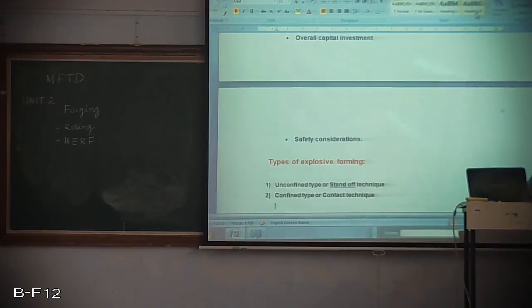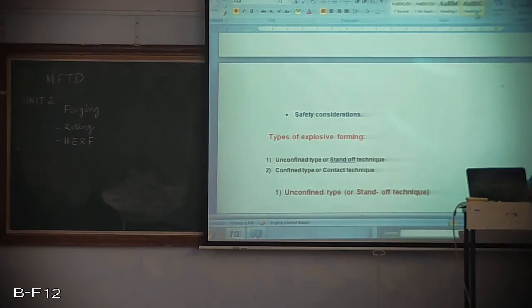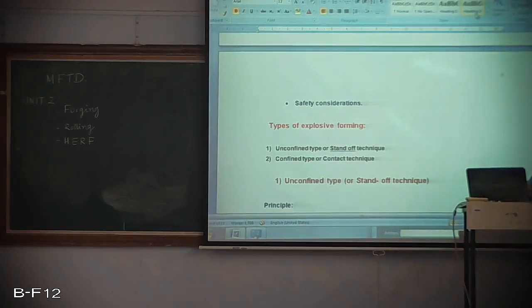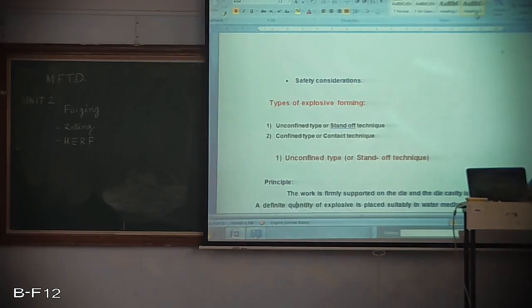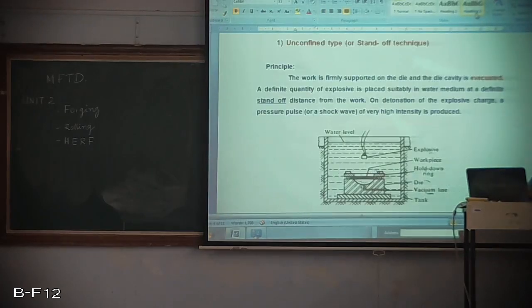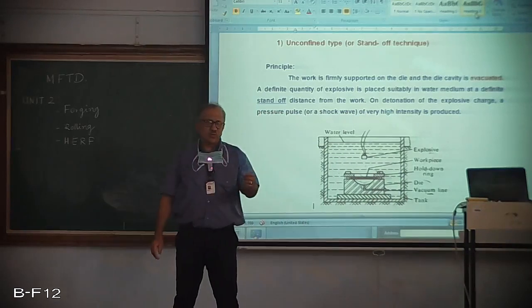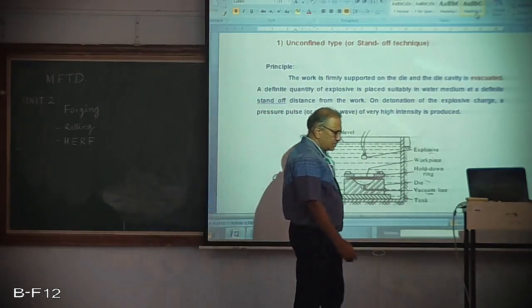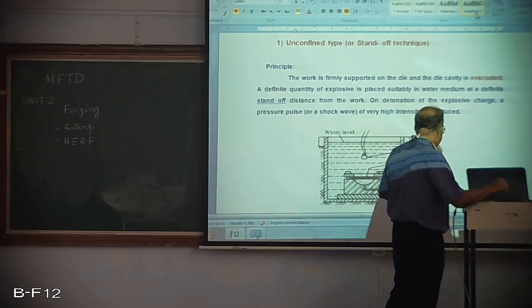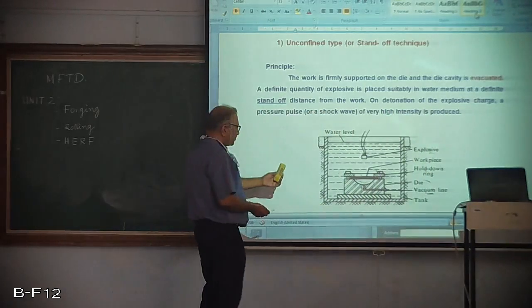Now there are two types of explosive forming processes. The first is the unconfined type or standoff technique. Here, standoff refers to the distance between the explosive charge and the work material. Let me refer to this figure.